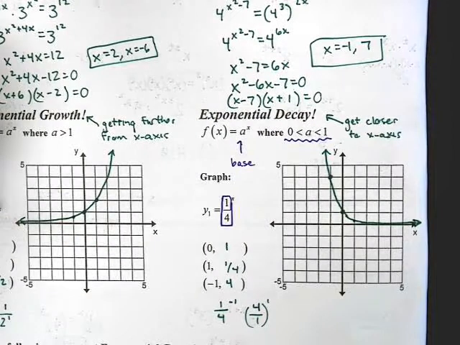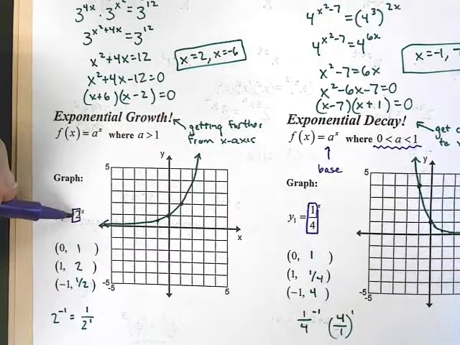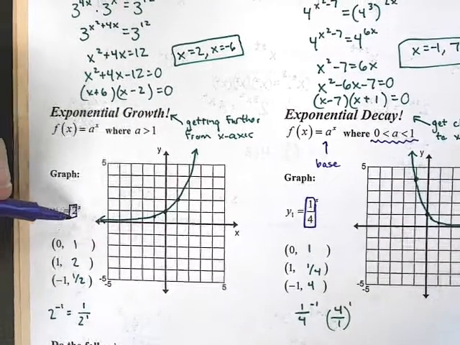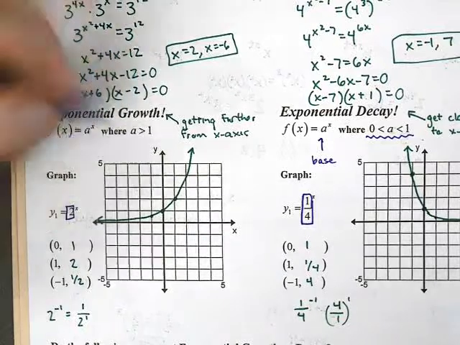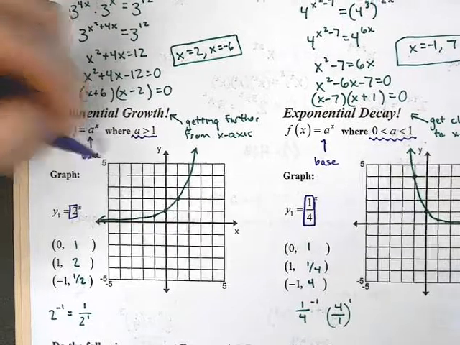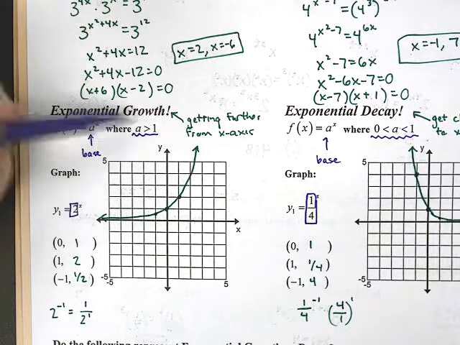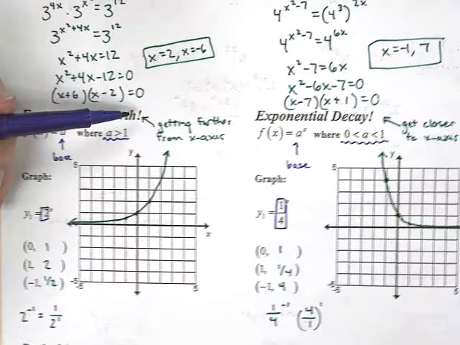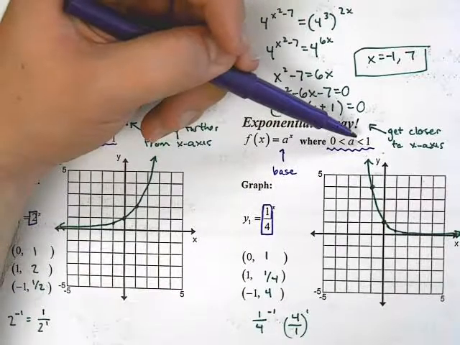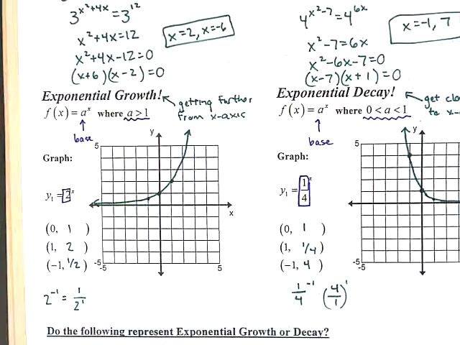All right, so this is what you're looking at, and we're looking at the base. In this one, the base was 1/4. In this one, the base is 2, which is greater than 1. And again, talking about the base. All right, so when you have a base that is greater than 1, you will have growth. When you have a base that is between 0 and 1, you will have decay. And that's what we need for this next section down here at the bottom.